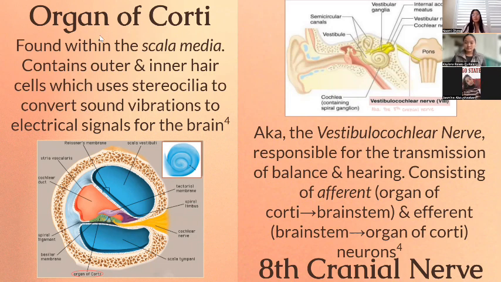And then as for the 8th cranial nerve, it is also known as the vestibulocochlear nerve, responsible for transmission of balance and hearing. And it consists of afferent and efferent neurons. Afferent meaning it goes from the organ of Corti to the brainstem, and efferent is from the brainstem to the organ of Corti.